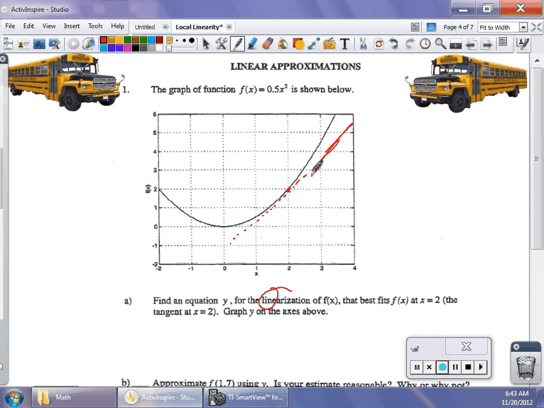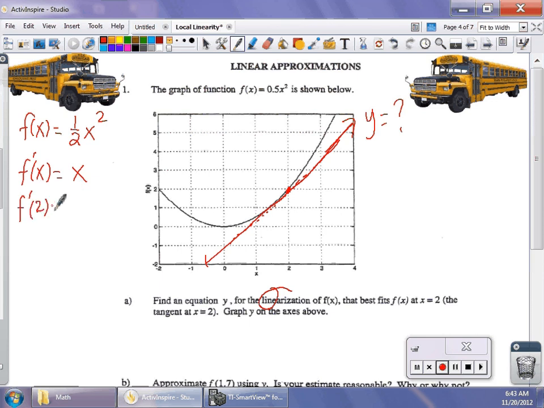Let's see if I can draw that without missing. Not quite. You get the idea. So we want to write the equation of this line, and we are tangent at x equal to 2. Just like we did before, we're going to need the derivative of this function. So f of x is equal to 1/2 x squared. So f prime of x would be 2 times 1/2, which is 1. So f prime of x, the first derivative, is 1. We're going to need to evaluate the derivative at 2 in order to get the slope.